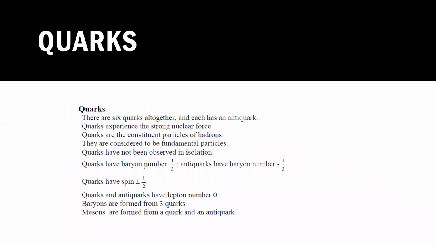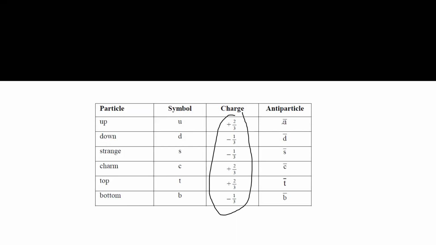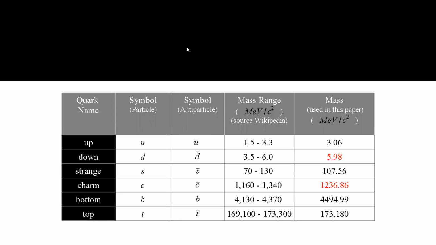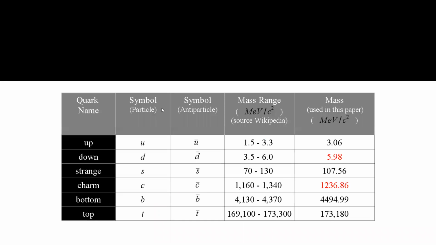Quarks are the particles which experience the strong nuclear force. These quarks consist of up, down, strange, charm, top and bottom. This is the relative charge of these quarks. And the antiparticle, if it's up, anti-up will be represented by a bar. So these are the quarks you can see, and you can see their masses. You will find the top quark has the highest mass. You should learn the order. You should know which one is massive and which one is the lighter quark.